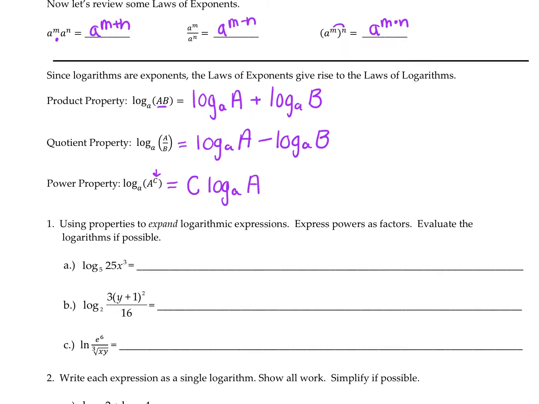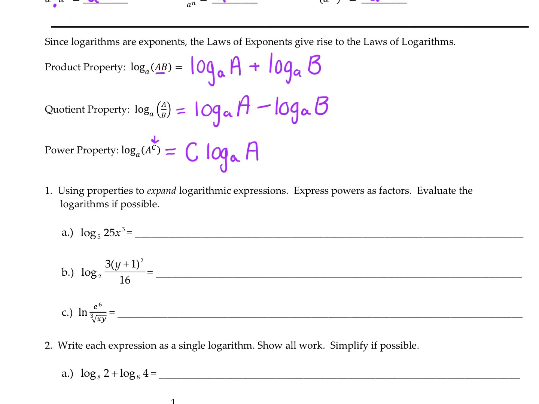So let's use some of these new properties to expand. So now we're going to try to make these logarithms bigger. So I can see that I have 25 times x to the third. So when I have times or multiplication, I'm going to change it to addition. So I'm going to have log base 5 of 25 plus log base 5 of x to the third.